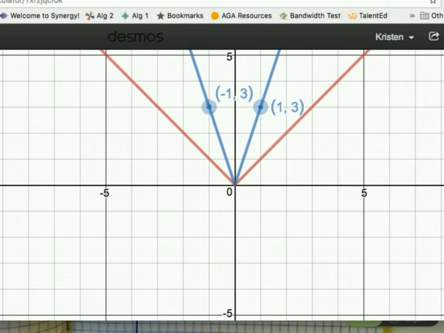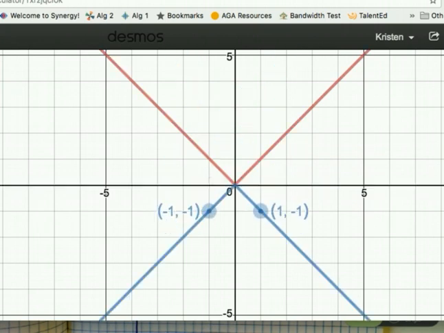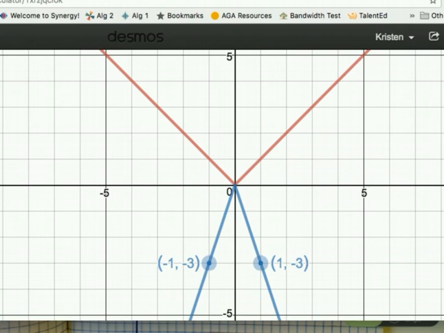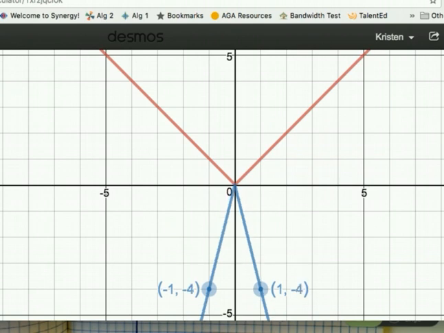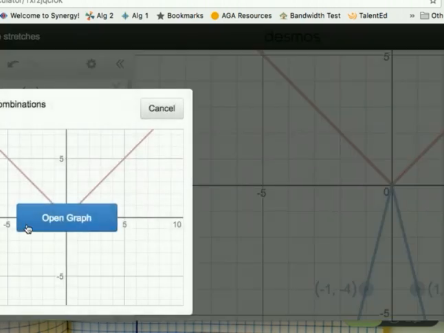Still the same shape, just the V is stretchier, closer together. So -3, -4, past that we can't see a whole lot, but the negative flips it and stretches it. I like to think of that a, or the stretch, as being like the slope, because it goes over 1 and down 4.